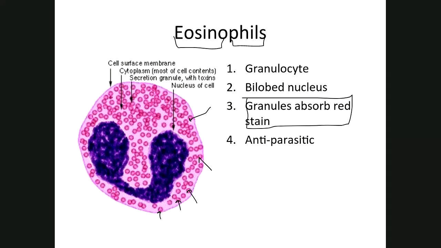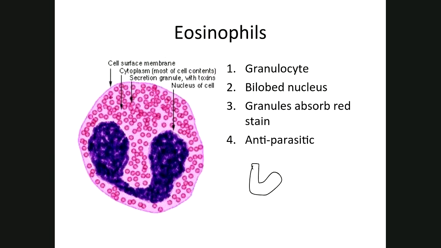Another thing is the nucleus here tends to be bilobed. Look at it, it looks like this. So it looks like a horseshoe. So 2 lobes. Now sometimes it can look like this. That's still 2 lobes. It's a bilobed nucleus. These are not very common.